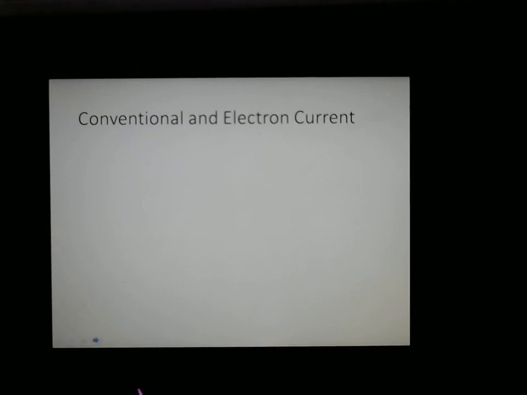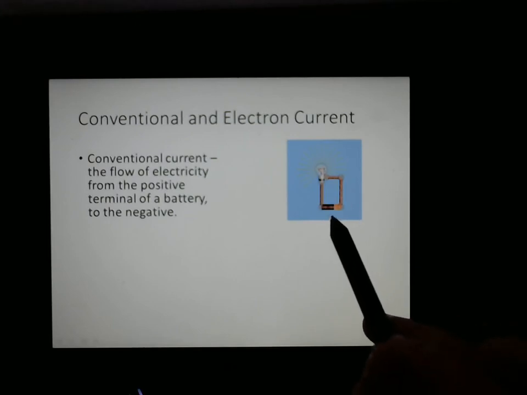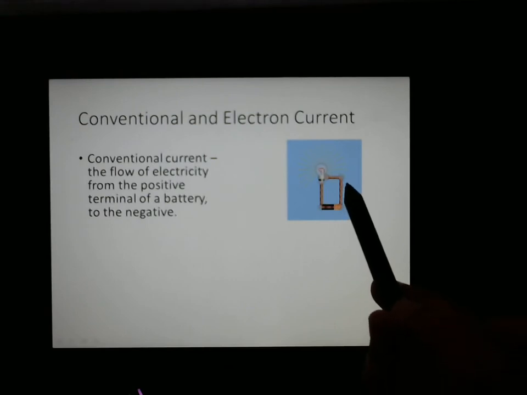The first is conventional and electron current. Ben Franklin stuffed us. He defined positive charge as moving in his first experiments, and because of that we have conventional current whenever we're dealing with circuitry. And this says that the charge flows from the positive terminal of a battery to the negative terminal of a battery. Looks like this. So here's our definition. Now here's the same image I used before, and it does come up a little bit blurry, I can see that, but you can see the arrows are going the other way.